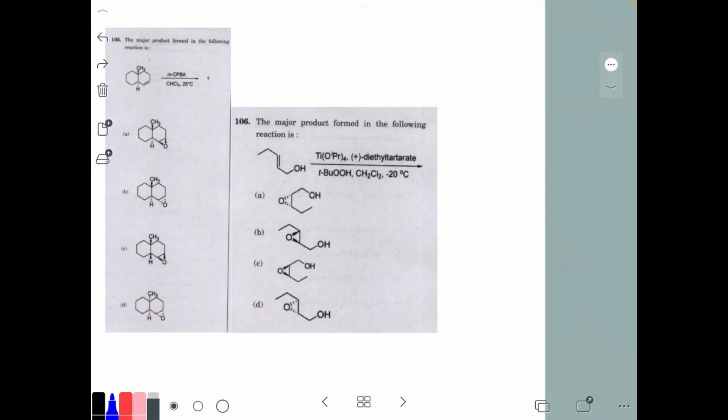Hello friends, in the previous section we have solved some organic questions which were asked in 2023 GSI. Now we will discuss some more organic questions from 2023 GSI. This is the second part. The first question is epoxidation of this trans-decalin derivative in presence of mCPBA. The question number is 105. So here I am writing the structure of the given trans-decalin.